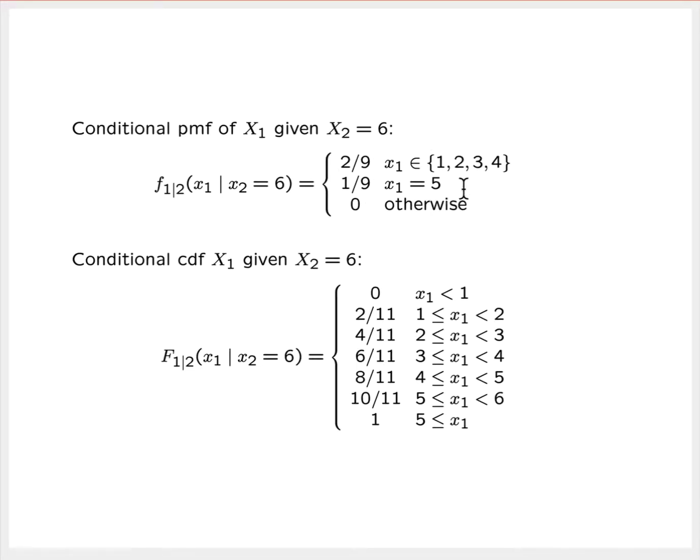And I see a typo here. I need to have 5 here and then a 6 down here. So make sure you write this down correctly. So it's 2/9 if x1 is equal to 1, 2, 3, 4, or 5, and it would be equal to 1/9 if x1 is equal to 6. And then we have the expression, and there's a typo here as well, that needs to be 6. So just make sure that you type that in correctly. I'll fix that when I get into the notes.